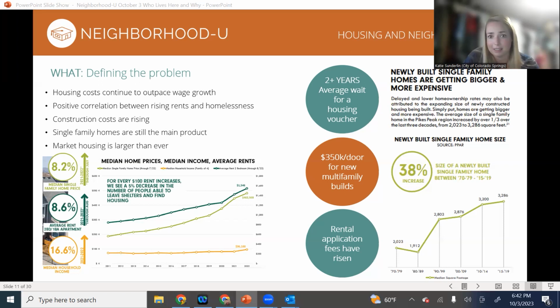It is very expensive for us to build new multifamily housing. It's on average about $350,000 per door. And most of the new apartments that we're seeing going in are between 50 and 150 units, so these are multi-million-dollar projects. The price to build an affordable housing project is no different than a market rate project. It's the same construction materials. There's just a lot of different financing that's involved. And then rental application fees have risen. I don't know if any of you have had to apply to multiple apartment complexes, but this becomes a pretty huge burden after a while for households.